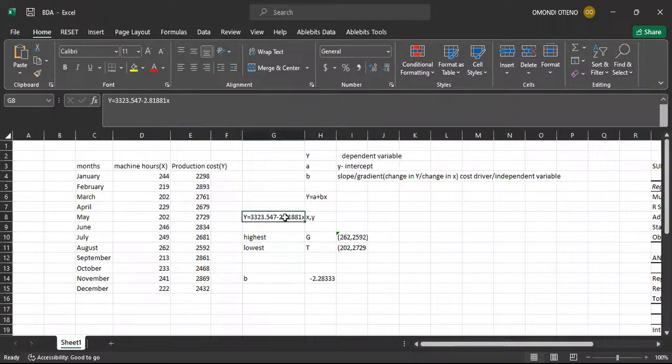It is close to what we have under regression. Remember, this is the function as per regression analysis.